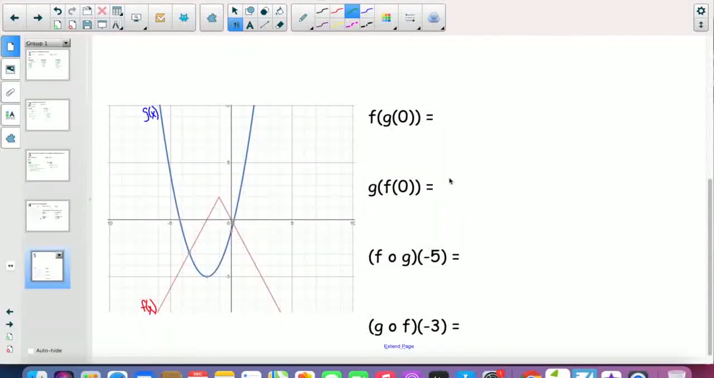Here's another graph with some composite functions that I want you to find. So go through, see if you can find the answers to these composite functions, and then we'll go over them in a few minutes. So pause the video and try these on your own.